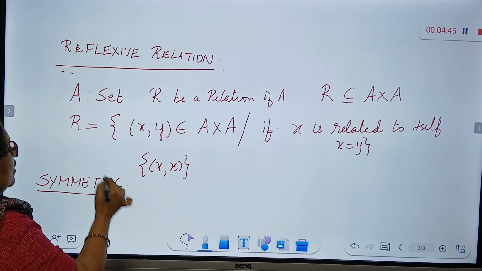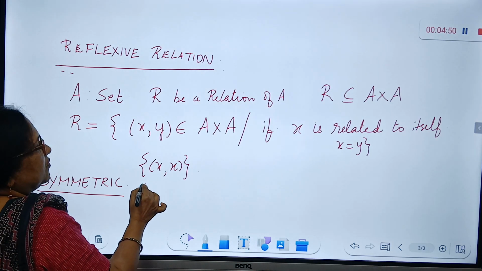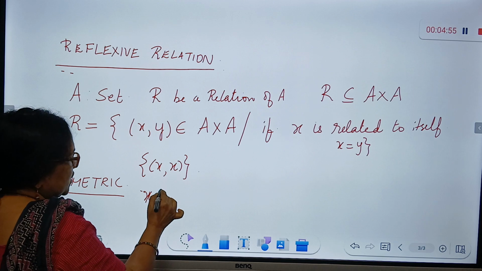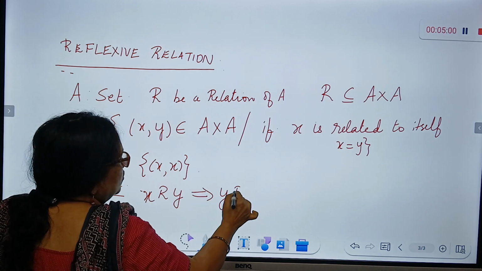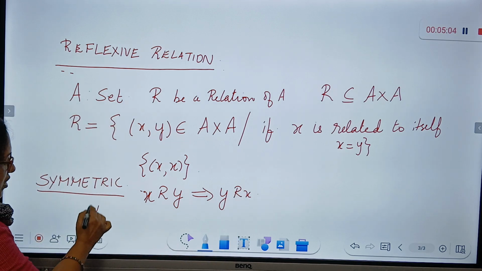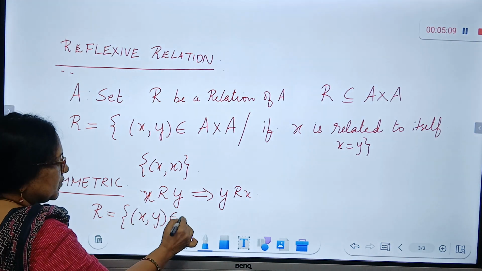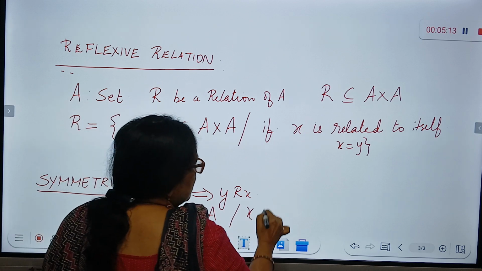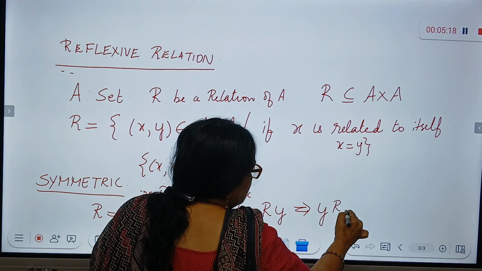A relation R on a set A is said to be symmetric if x is related to y implies y is related to x. So a symmetric relation R will consist of all ordered pairs coming from A cross A, such that x is related to y implies y is related to x.